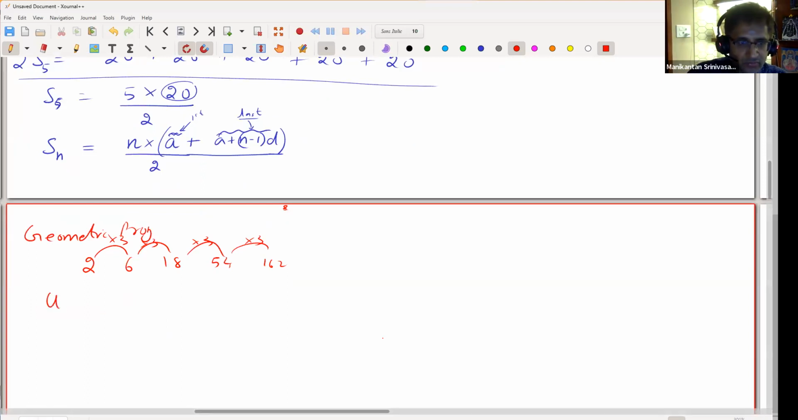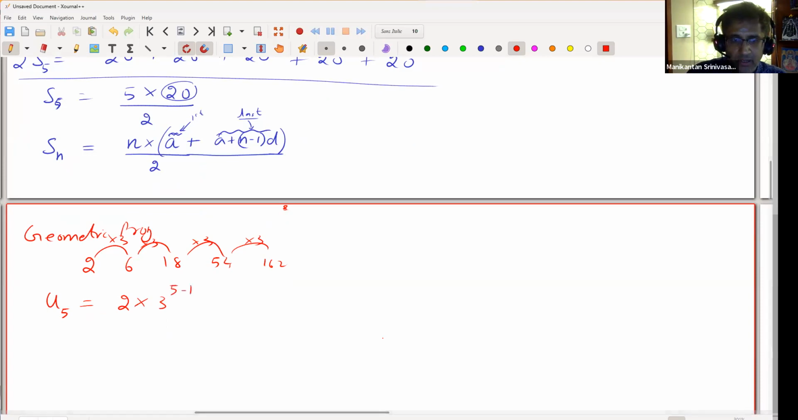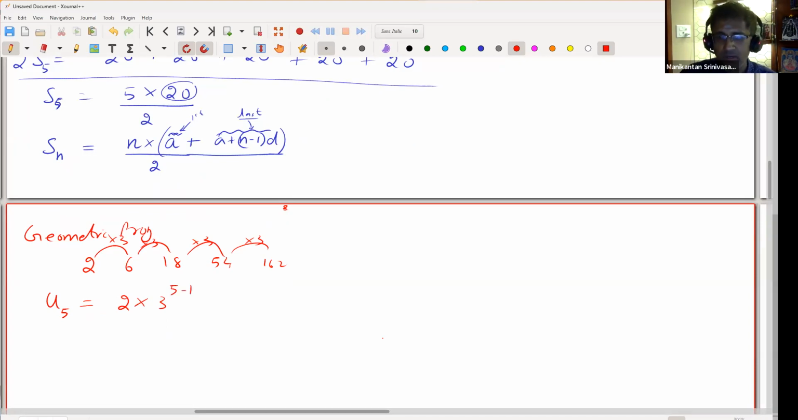So let's say I want to find the fifth term in a geometric progression. I started with the first term. I keep multiplying 3, 3, 3, 3. How many times do I multiply? 5 minus 1 times, because the number of hops is 1 less than the term I'm seeking, right?